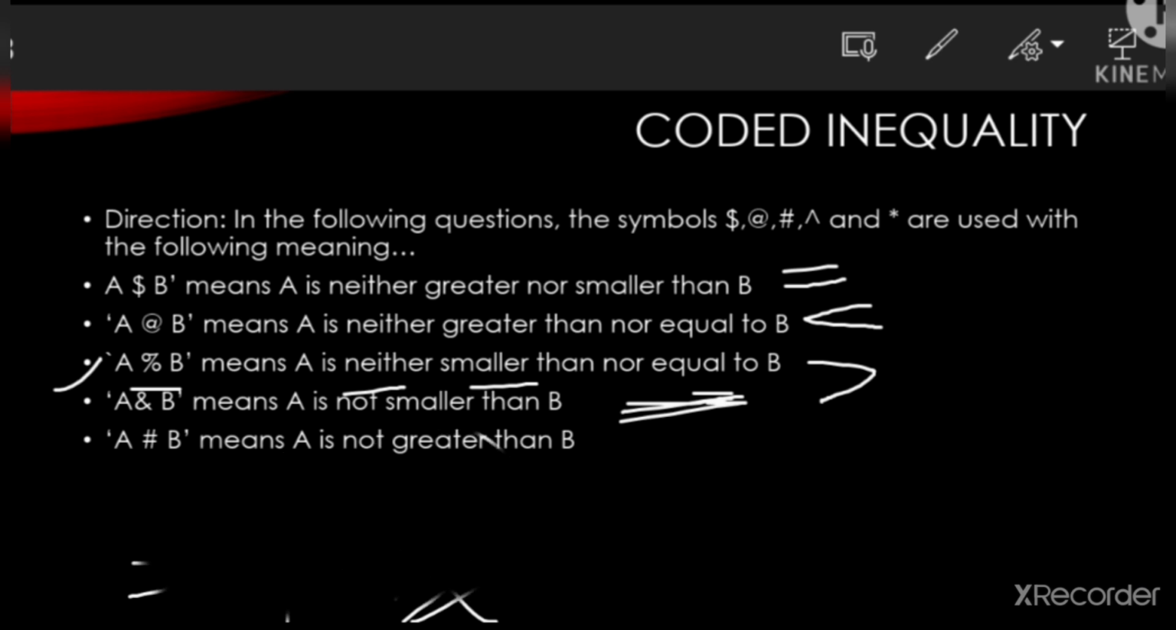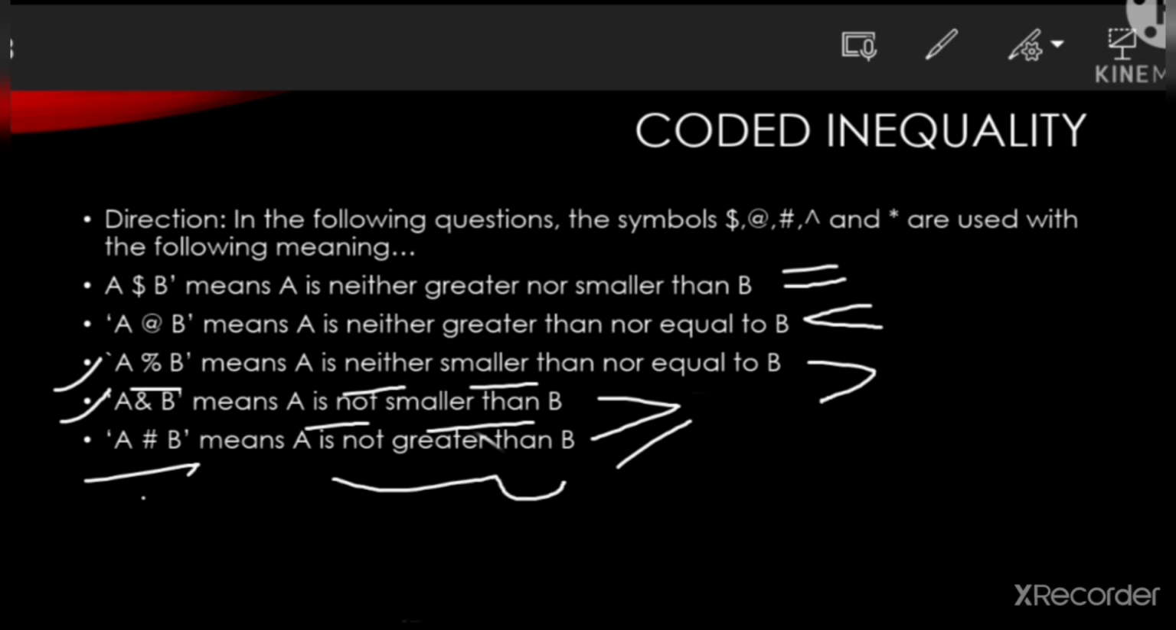Now next we are left with A and B means A is not smaller than B. What does this sign say? A is not smaller than B. If it is not smaller than B, we have already taken the smaller than sign and the greater than sign. Fine. So if it is not smaller than, then what will it be? It will be greater than or equal to. Next is A hashtag B means A is not greater than B.